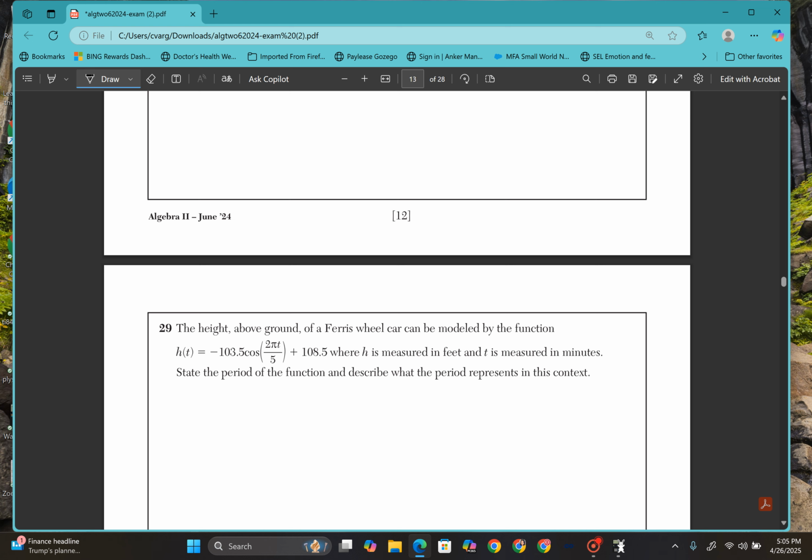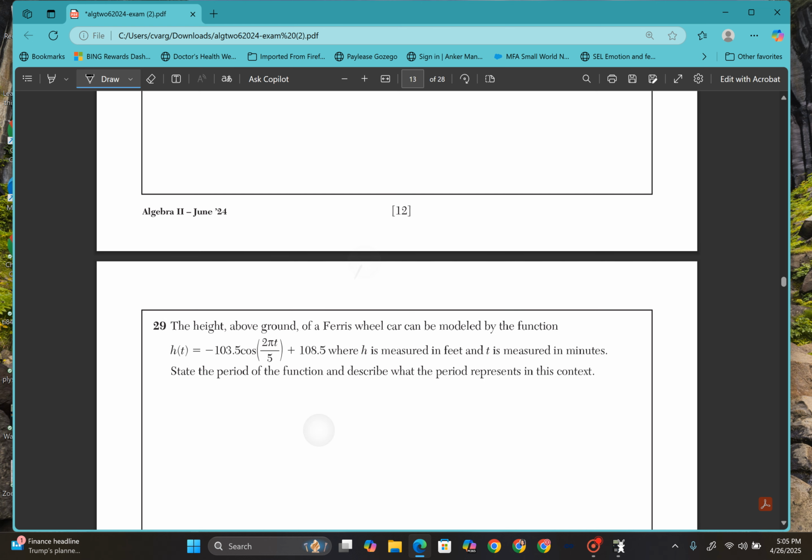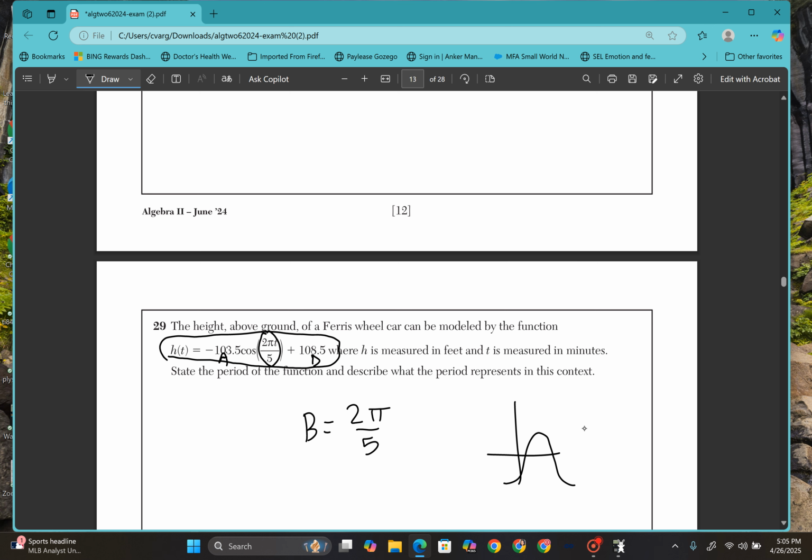Question number 29. Here they're giving us a function. Remember, this represents our midline. The A represents our amplitude. Negative cos means that it starts from a minimum and then goes up, so it's going to look something like that. And then this right here is our B. So our B is equal to 2 pi over 5.